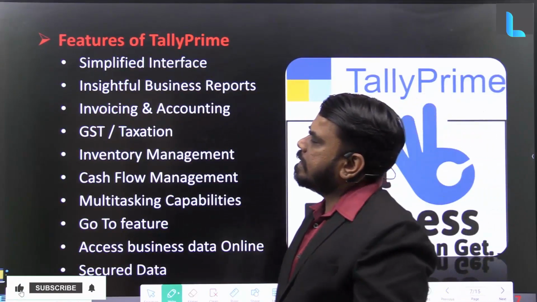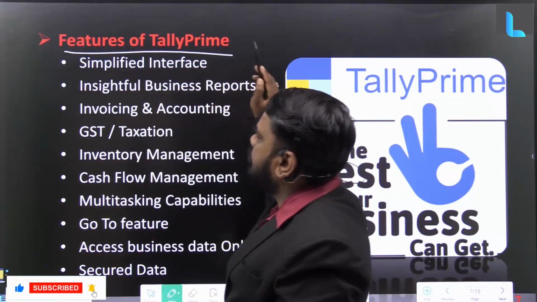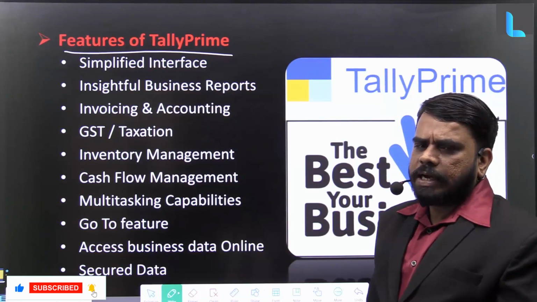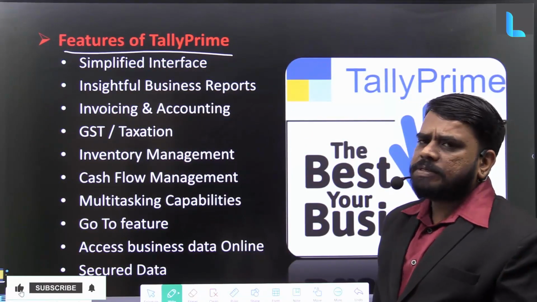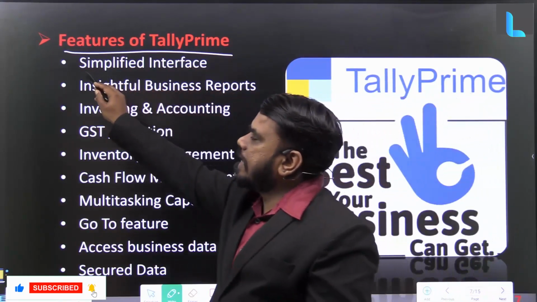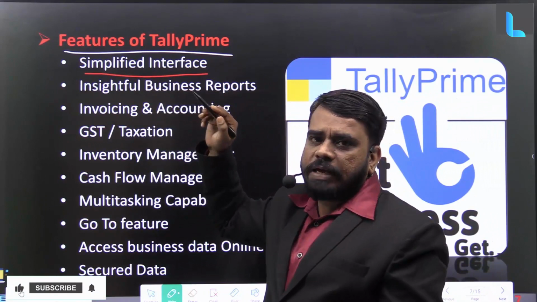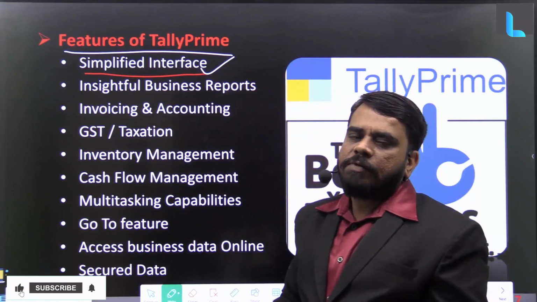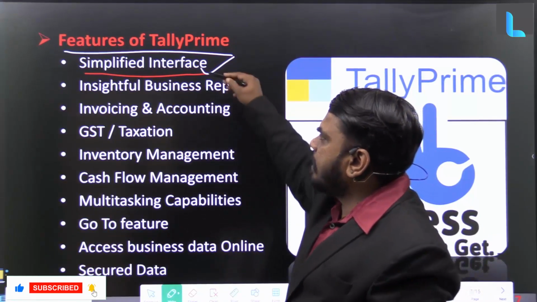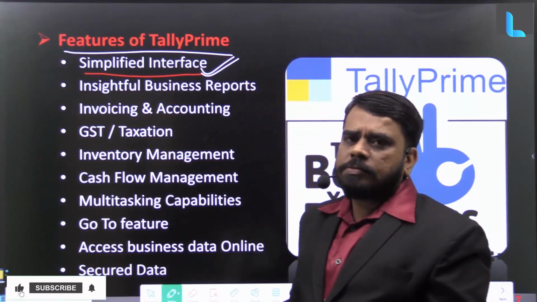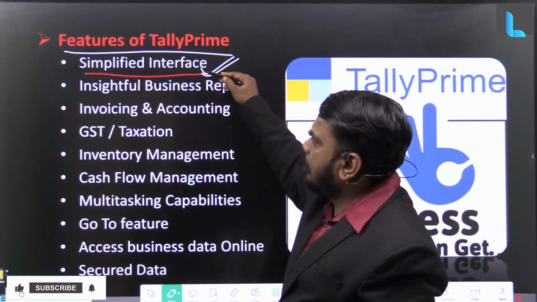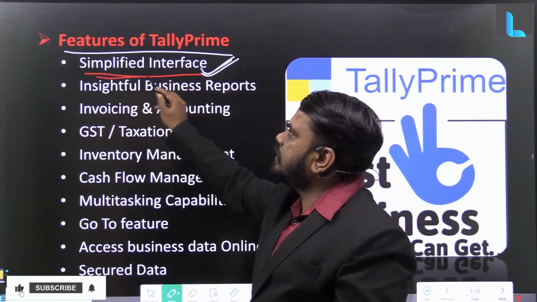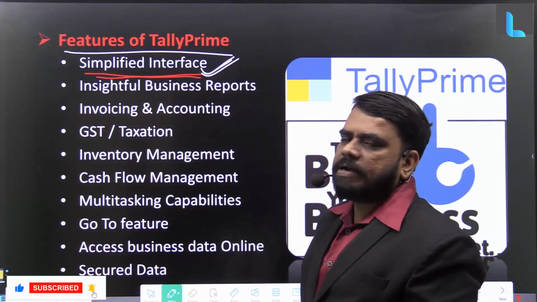Now let us see what are the features of Tallyprime. The first and foremost feature of Tallyprime is the interface. The interface used now in the Tally application software is simplified when compared to the previous versions. In the previous versions there were a lot of screens and interface menus which used to confuse, so they have simplified that. So this is the first main feature of Tallyprime, that is the simplified interface.